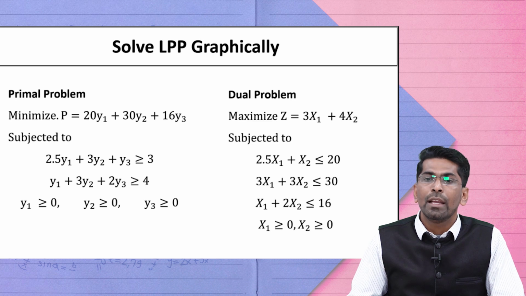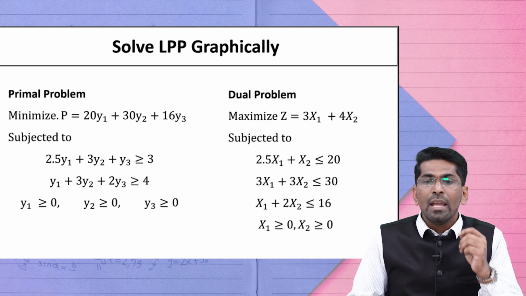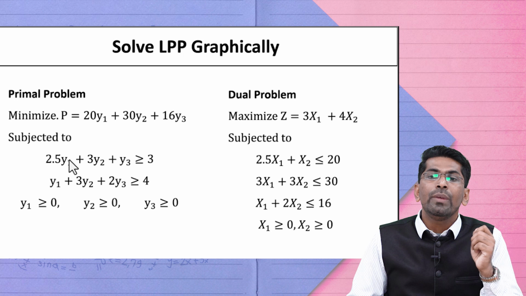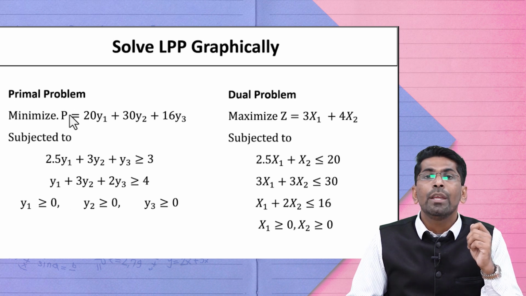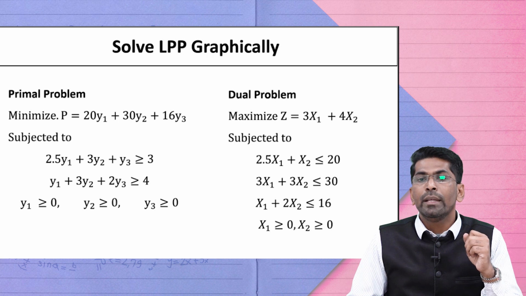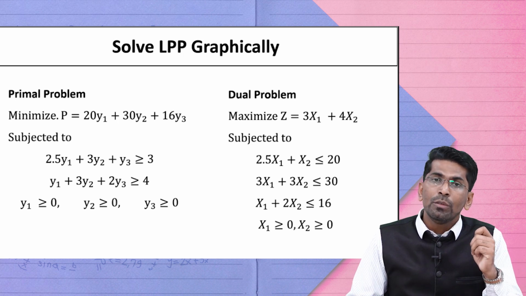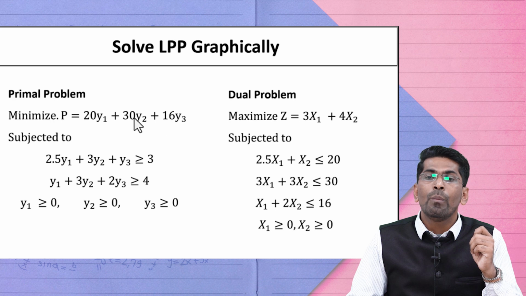But we have another option: we can solve this particular problem by using its dual. That means it is possible to solve a linear programming problem involving 3 variables like this that has only 2 constraints. We have only 2 constraints, then we can take its dual.